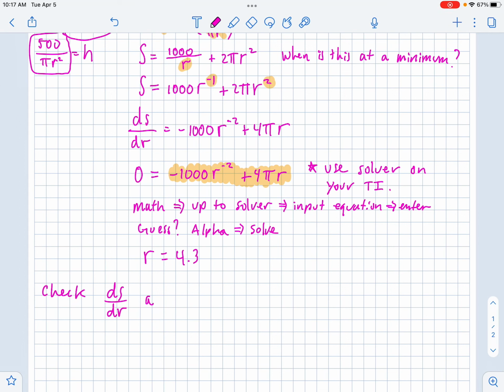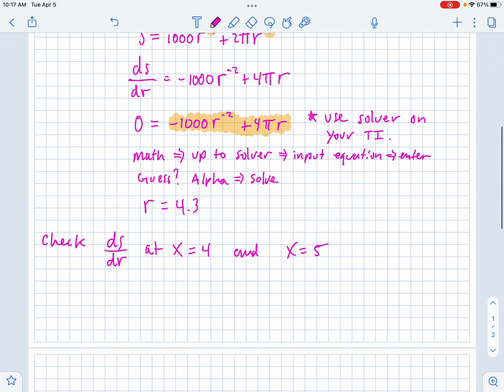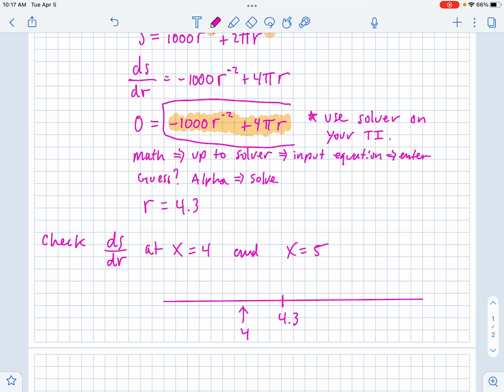So when we check dS/dR at x is equal to 4 and x is equal to 5, they're basically doing what I call a zone test. If you look at a number line and you put 4.3 right here, which we know is a turning point because it's when you set the derivative equal to 0.